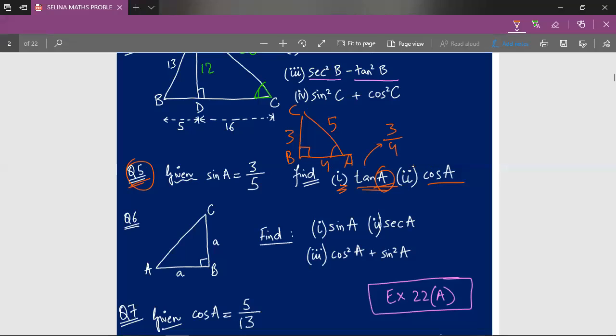Our first question is done, and our second question mentions that find cos A. Now cos A with respect to angle A, and angle A should be to the ground, find cos A.